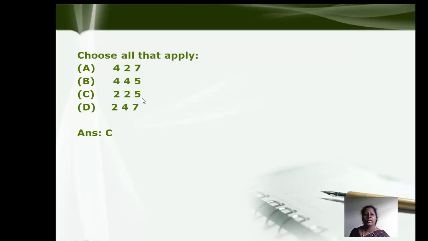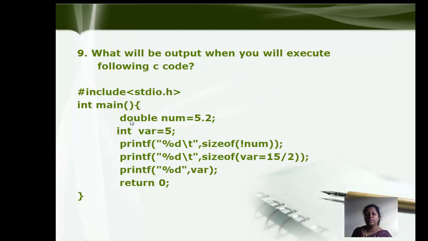So how do I get this output of 2, 2, 5? It means that the first printf has displayed a value of 2, the second printf has displayed the value of 2, and the third printf has displayed the value of 5. The first printf, I say sizeof(5.2). So this evaluates to 0. 0 is an integer constant. So the size of this integer constant is 2.